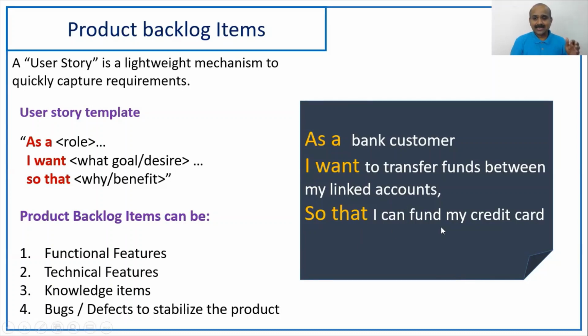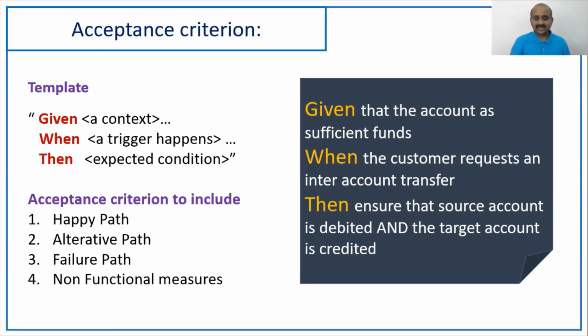So what happens is I have two accounts. From one account to another account, if I transfer, now the account that gets connected to my credit card, I am able to transfer from this account, and I can fund my credit card. So that is an example of a properly defined user story. Okay, acceptance criteria. The template we follow is: given a context, when a trigger happens, then the expected condition happens.